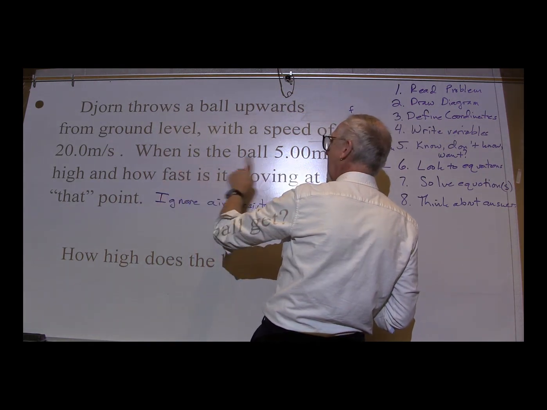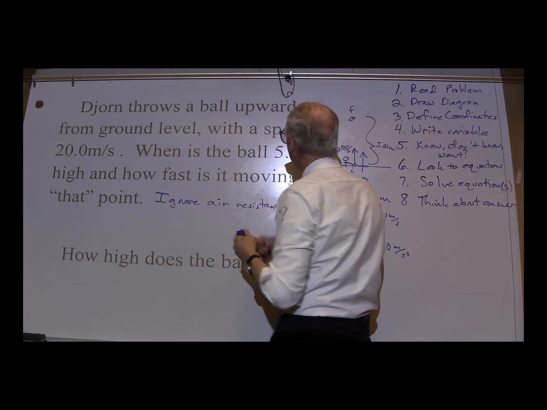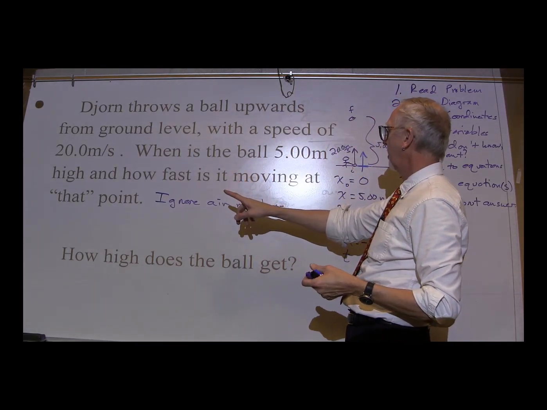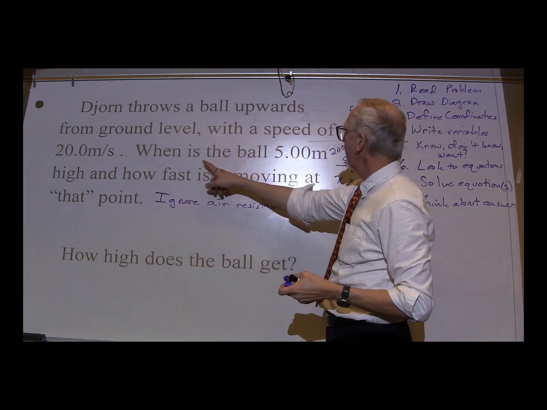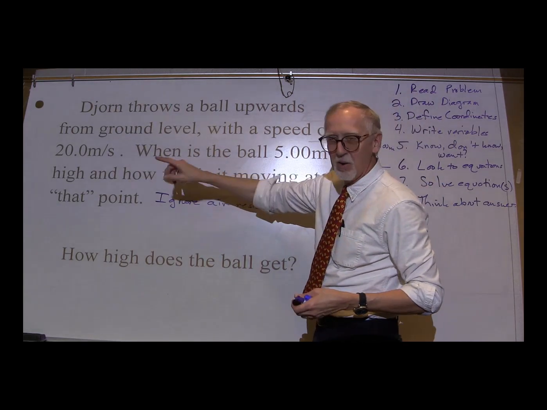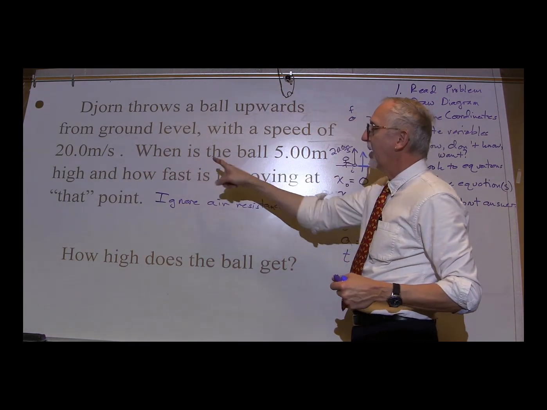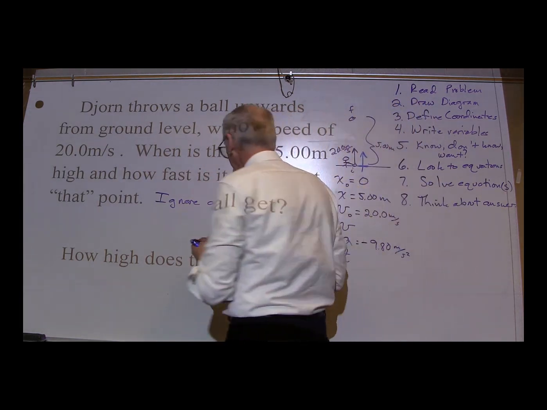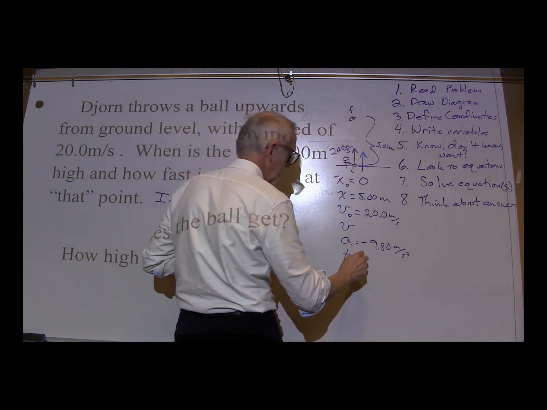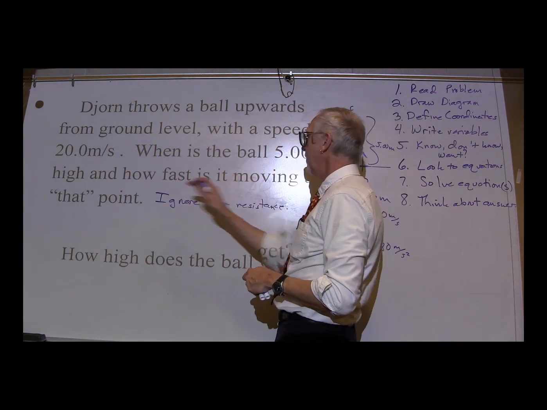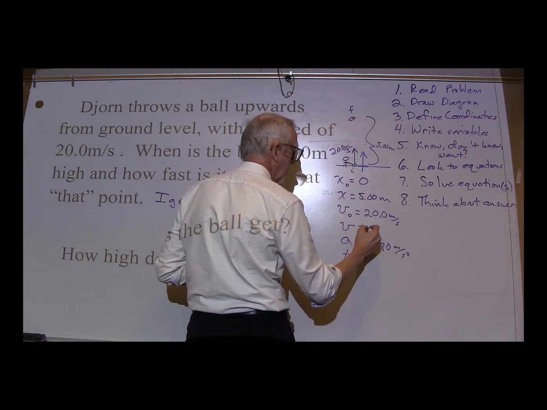When the ball is at 5 meters high, with a speed of... I'm sorry, I wasn't reading that correctly. When is the ball 5 meters high? So when is the ball? We're looking for t. And how fast is it moving at that point? So we're looking for v.